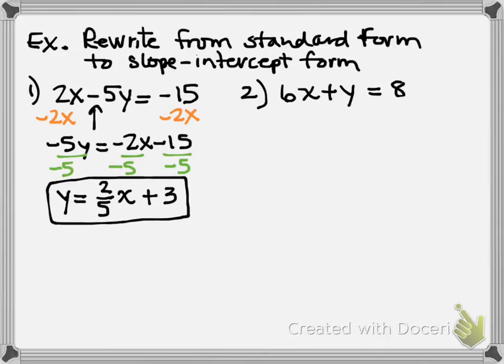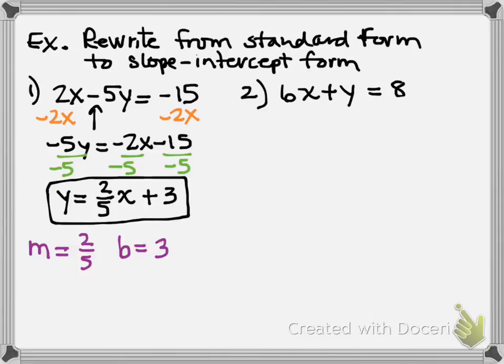Now, what you can do from that is identify the slope. What's the slope in this line? 2/5. And what's the y-intercept? 3. Well, again, like I said, you could identify the y-intercept in standard form, but you can only get the slope from the slope-intercept form.